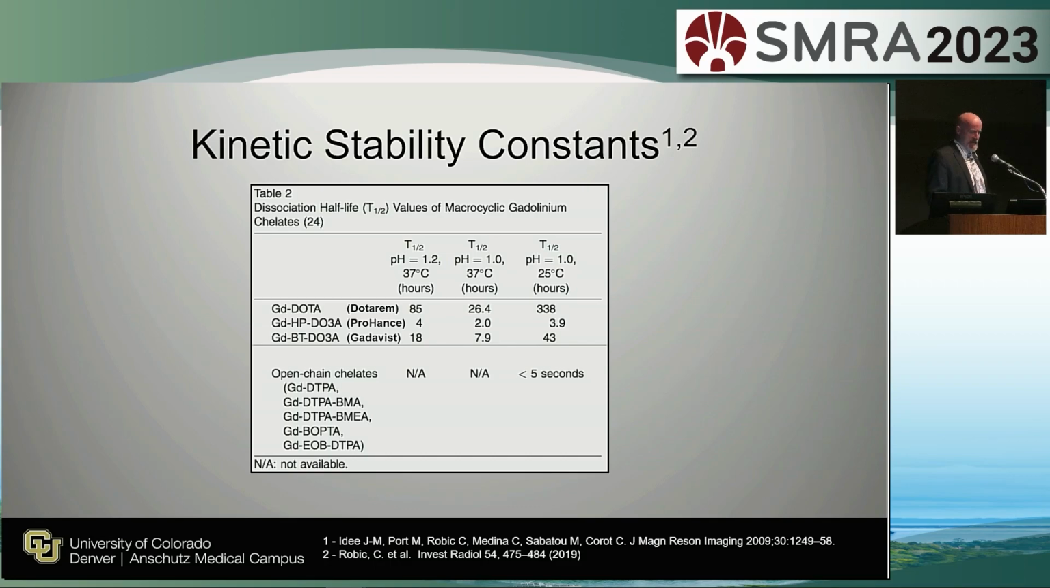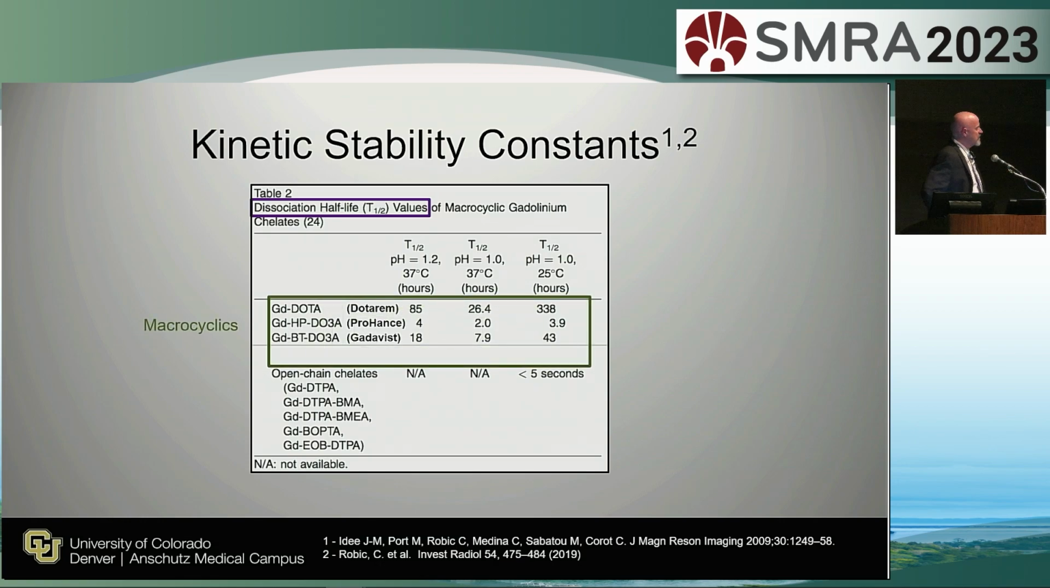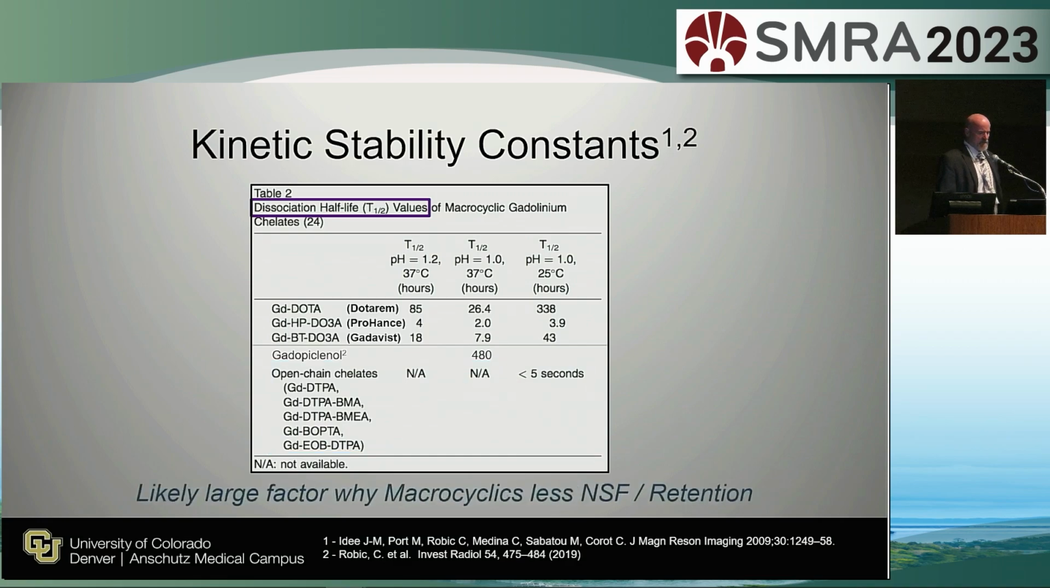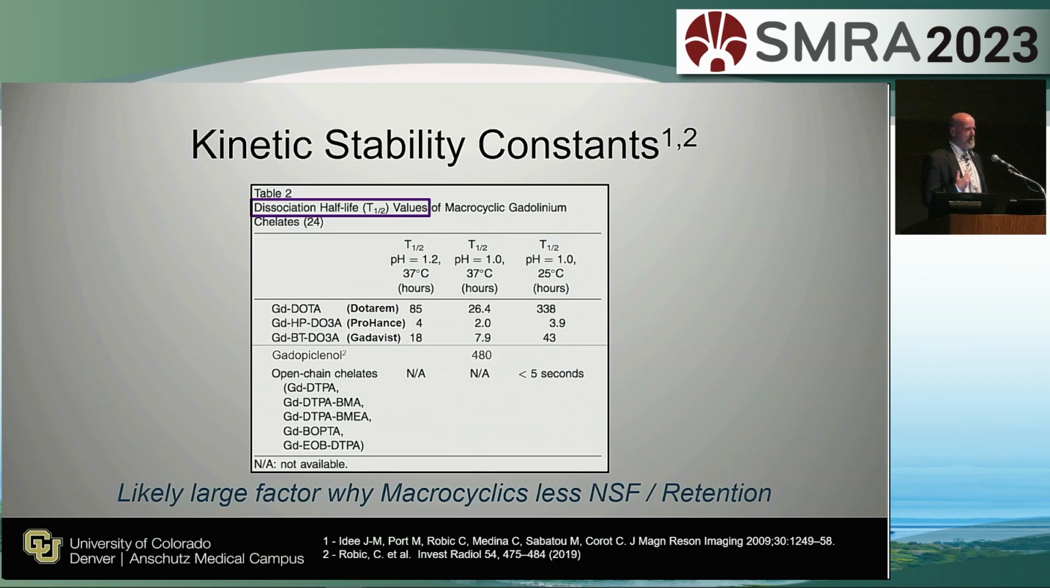The issue is this kinetic stability. So this is data showing that the half-life of this dissociation in macrocyclic agents is measured in hours or days, depending on which agent it is. And gadopiclinol, or Elucirem Vueway, is 480 hours. So it's a very, very long kinetic stability half-life. Whereas when we look at the linear agents, these are all essentially instantaneous. Whatever gadolinium they're going to release, transmetallate, et cetera, happens almost immediately. So I think that this is really the biggest factor in why macrocyclics have less NSF and less retention issues.